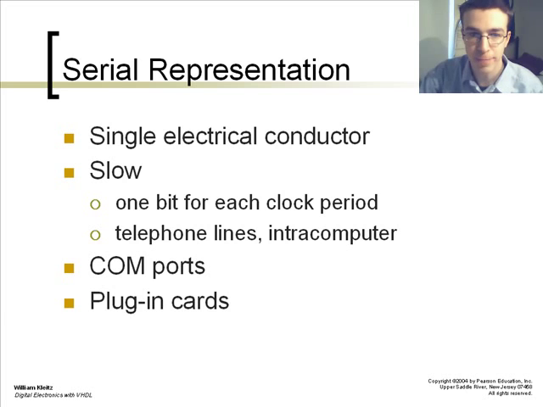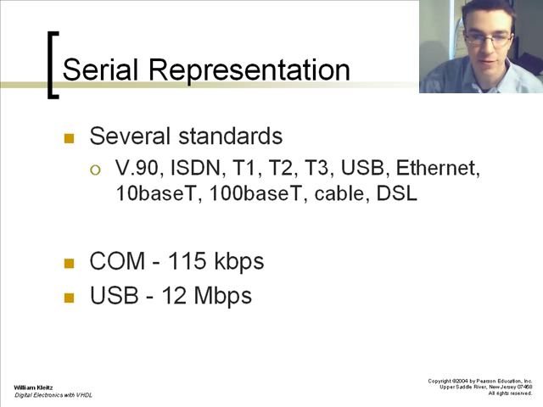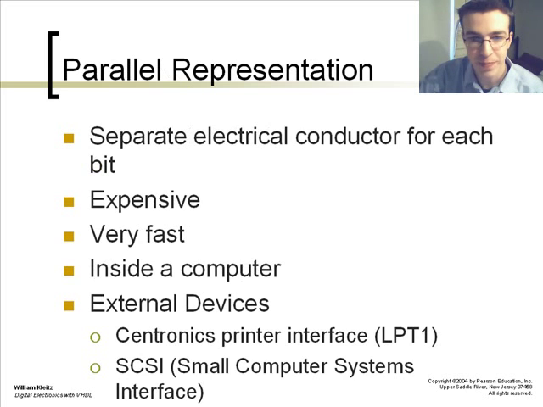There's a serial representation of these values. We put them in through, say, a computer. You'll find that it is either serial representation or parallel representation. Serial representation is usually slower and requires 1 bit for each clock period. Some examples of serial would be your COM ports and your USB.